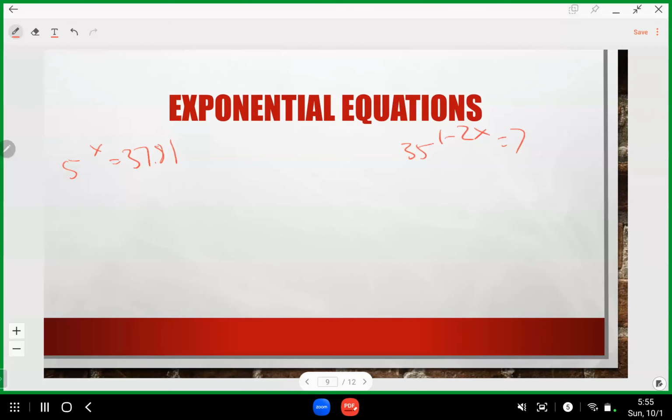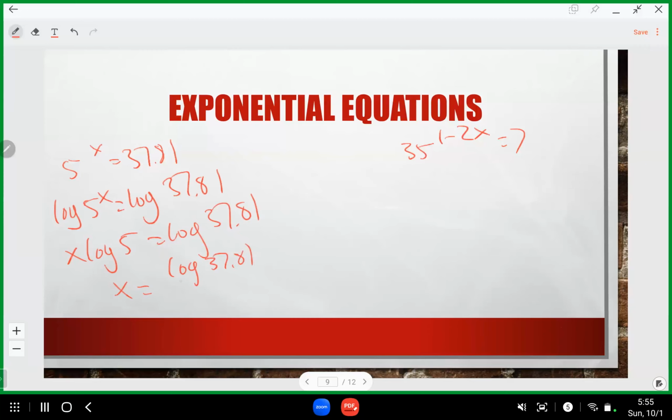So how do we do this? So first one, we take the log of both sides again to get our answer. x times log of 5 is equal to log of 37.81. x is equal to log of 37.81 over log of 5. Second of all, we take log of both sides again, right?